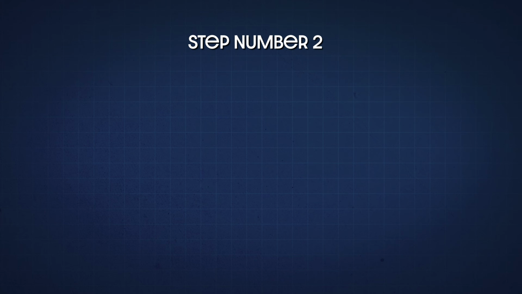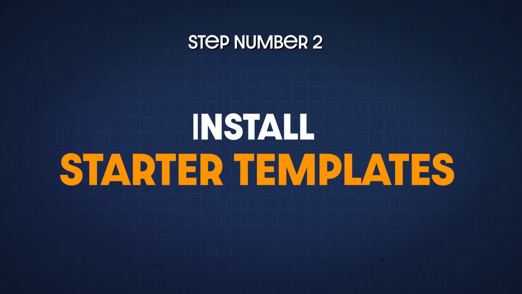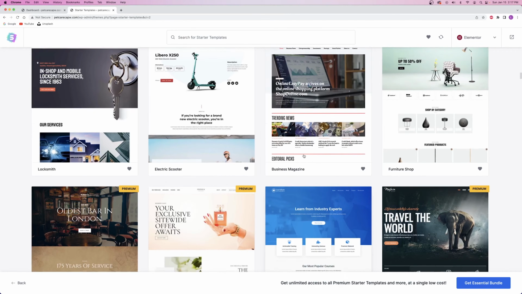So step number 2 is to install starter templates. And this is going to be a plugin that we download onto your website. And then from there, we can look through a library of tons and tons of complete website templates. So what we're going to be doing is download a complete website template. And then we're going to edit it inside of Elementor. And don't worry, I'm going to show you guys how to use Elementor to its fullest potential, but it's going to save us a lot of time right now if we start with a pre-made template.